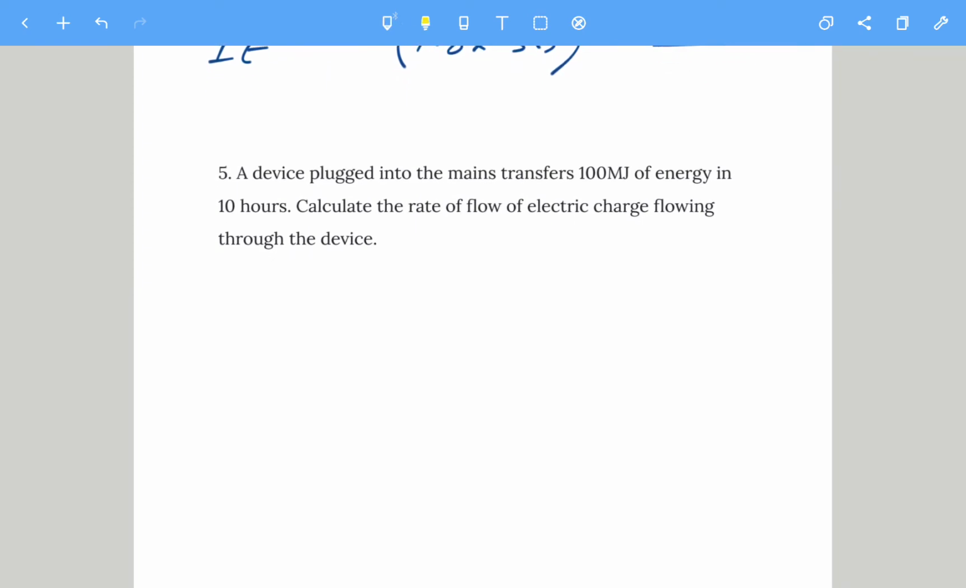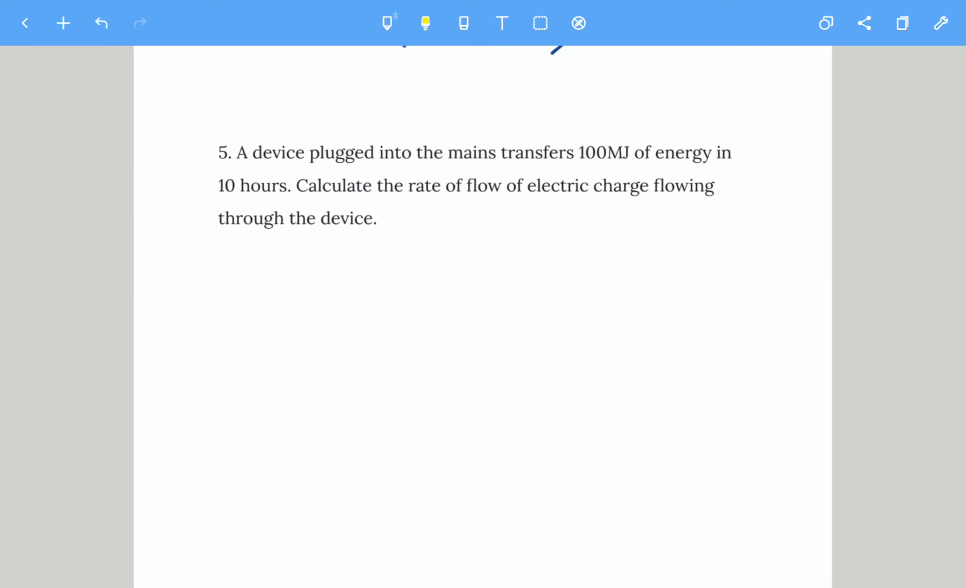So this one, a device plugged into the mains transfers 100 megajoules of energy in 10 hours. Calculate the rate of flow of electric charge. Right, first of all, the rate of flow of electric charge is electric current, because current is charge over time, and rate of flow means divide by time. So what we're actually finding is the current. Well done if you spotted that.